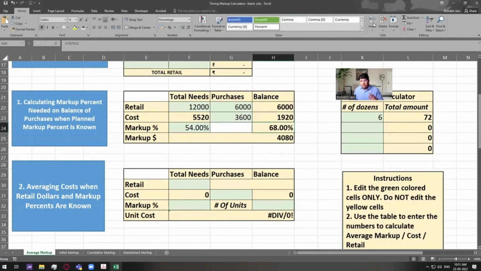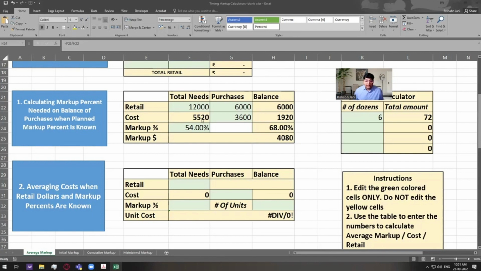So what does this 68% mean? Quick question to the group. What does the 68% mean? Sorry, let's just pick anyone randomly. Yeah, go ahead. What does 68% mean? Markup percentage.